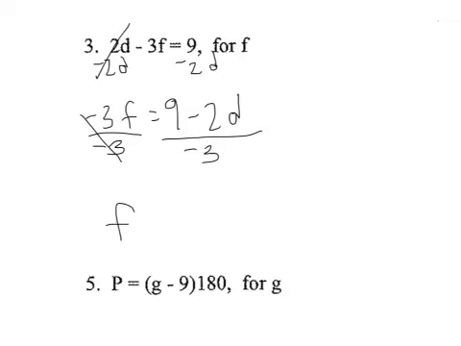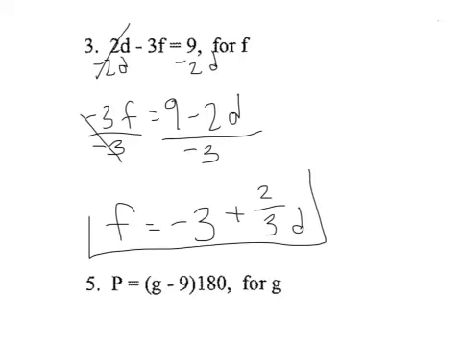So if you wanted to simplify this, you could. 9 divided by negative 3 is negative 3. And then negative divided by negative is a positive, so we're going to call it plus 2/3 d. I just broke that up because the division by negative 3 applies to both the 9 and the negative 2d. You're dividing everything on that side by negative 3.